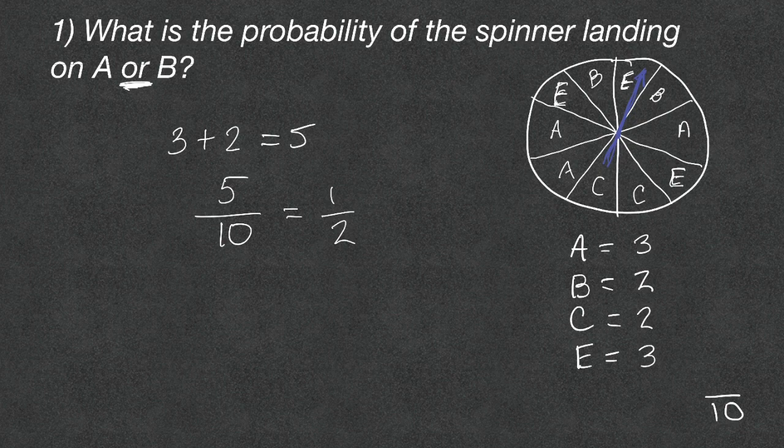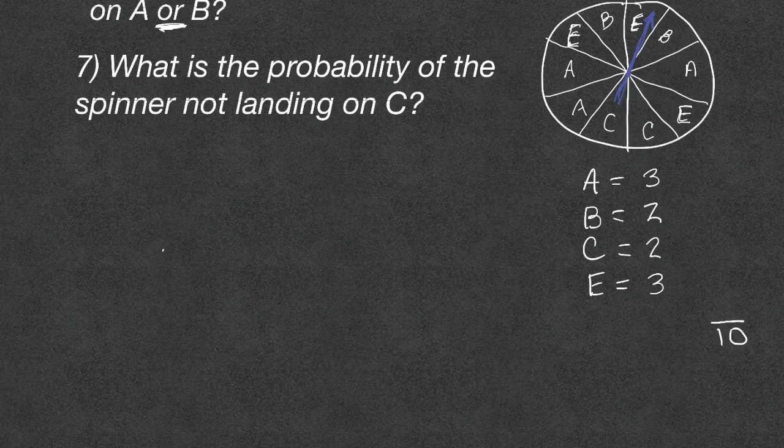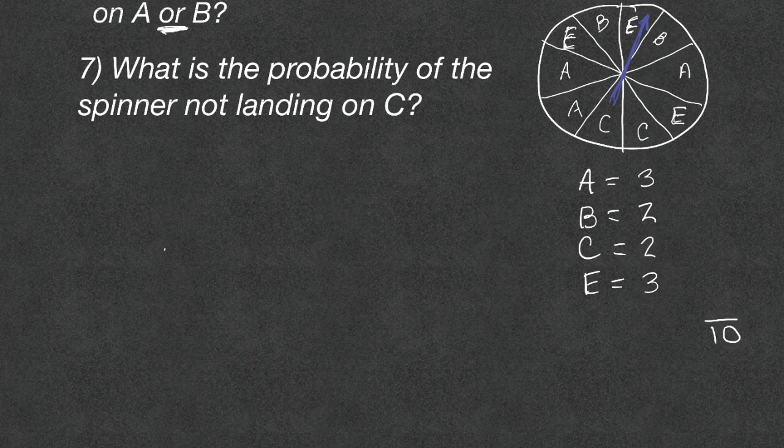Okay, let's look at another possible spinner question here. Kind of want to leave that spinner there so I don't have to redraw it. Let's look at number 7. What is the probability of the spinner not landing on C?